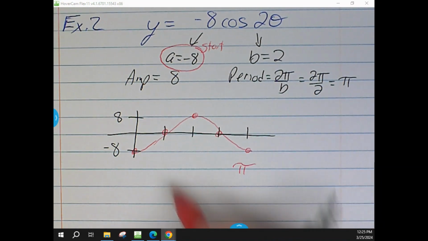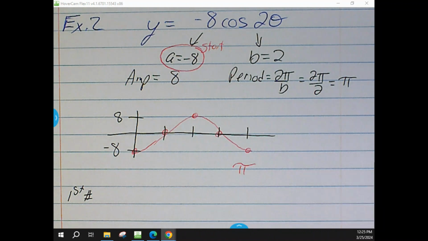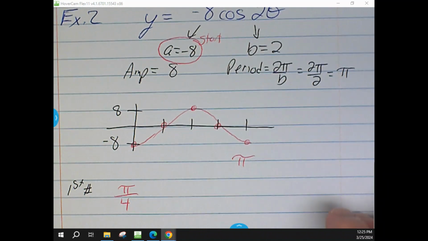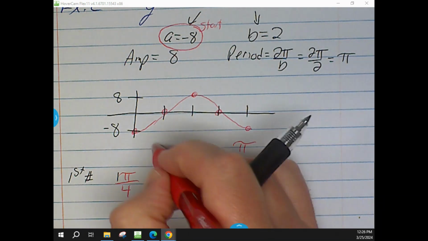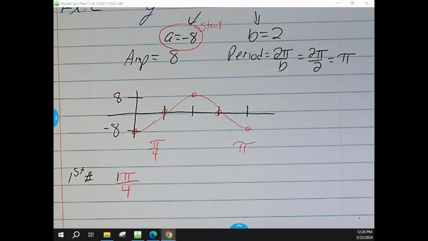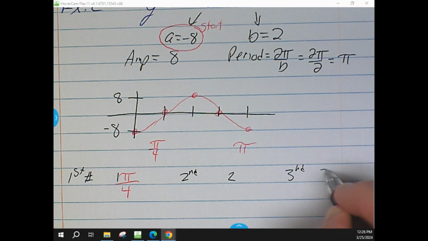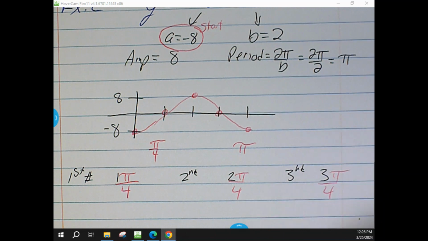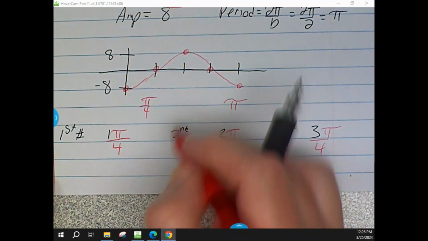Okay, and again, the hard part is figuring out what these numbers are in the middle. So for the first number, that's going to be pi divided by 4. But if you do that one, there's nothing to cancel. So for that one, that's just 1 pi over 4. So it's just pi over 4. Second number is going to be 2 pi over 4. Third number is going to be 3 pi over 4. But again, if you've got 2 pi over 4, that will simplify.